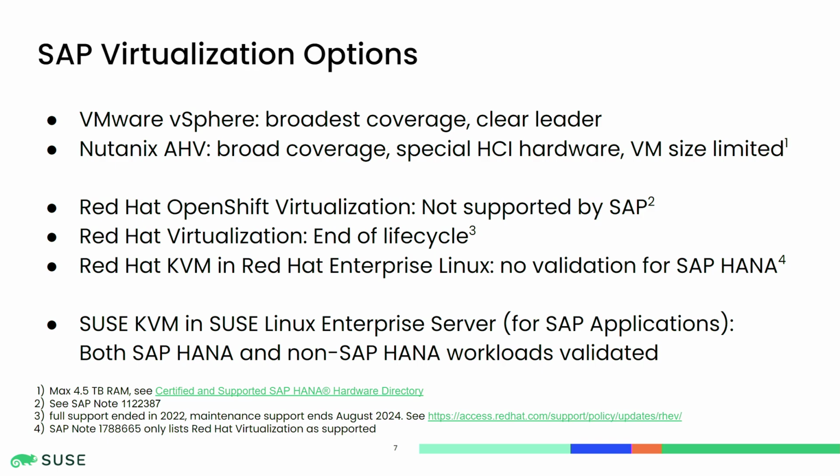Obviously, just like we do, Red Hat have KVM in their RHEL, Red Hat Enterprise Linux, but this hasn't been validated for SAP HANA as a hypervisor. So that's not an option either. We as SUSE have KVM in SUSE Linux Enterprise Server for SAP applications and the plain SUSE Linux Enterprise Server. And both SAP HANA and non-HANA SAP workloads are validated.